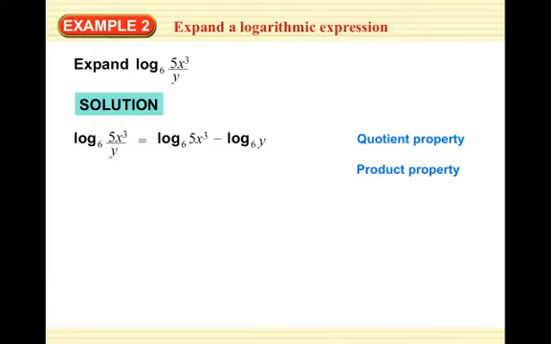Well, with that 5 times x cubed there, we need to use the product property to expand that out. And so we're going to get the log base 6 of 5 plus the log base 6 of x cubed minus log base 6 of y. Now we look to see if there are any powers that we need to apply the power property to. And there is. We've got this x cubed right here. So we're going to take this 3 and bring it out front.